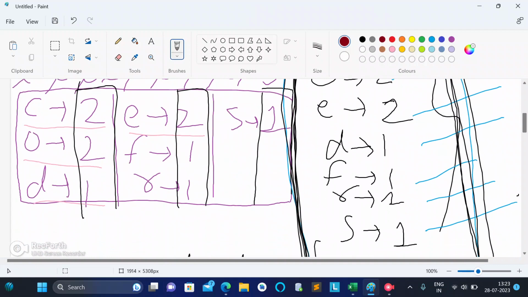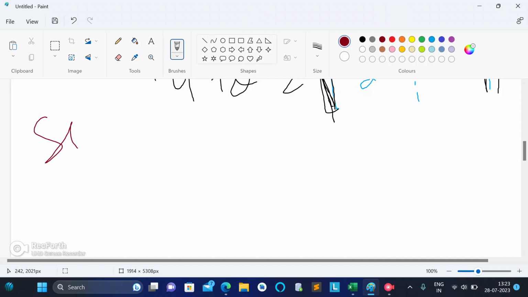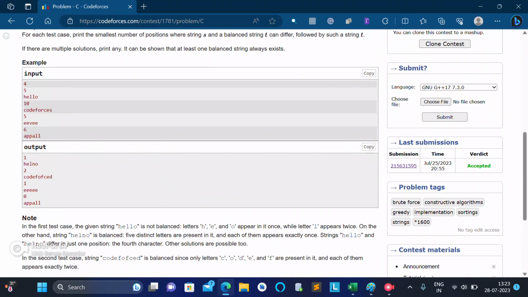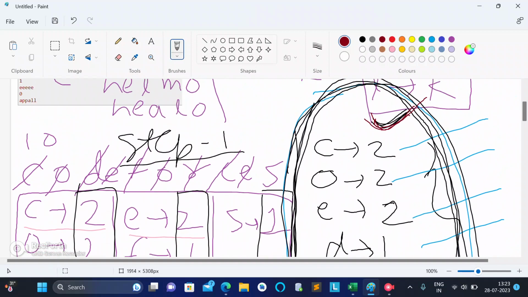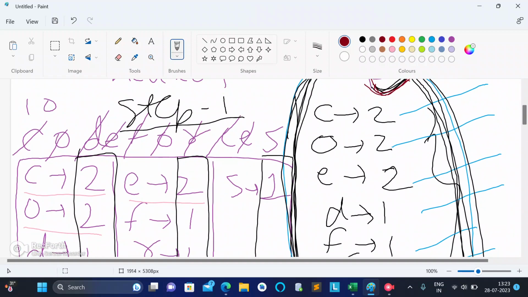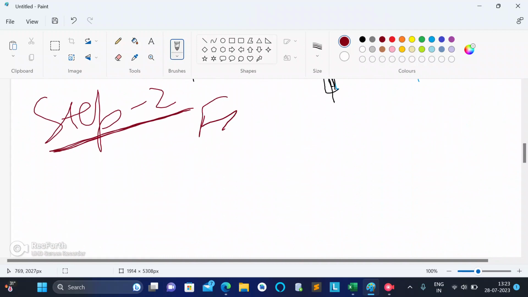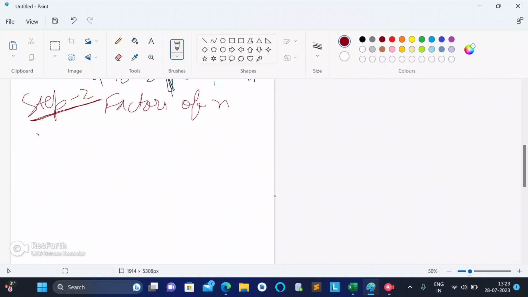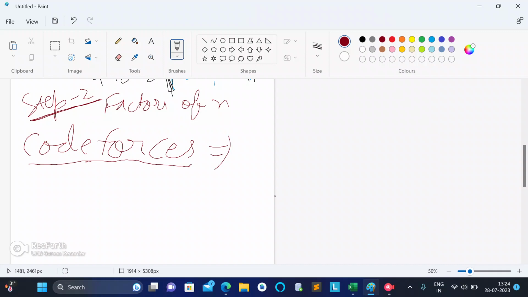The step 2 is, let me maximize the screen. Step 2. Then step 2 is, we have to traverse. We have to find the factors actually. We have to find the factors of n. Let's take the example of Codeforces only. In the Codeforces, we can see that there are a total of 10 characters.